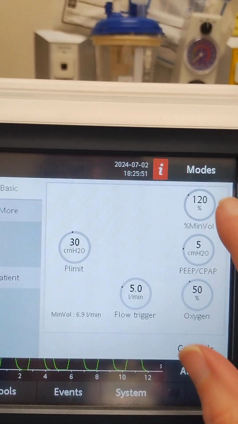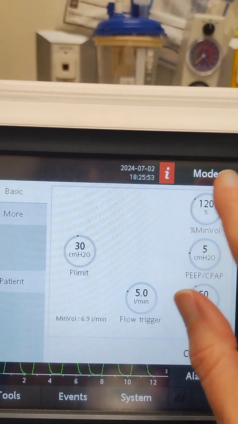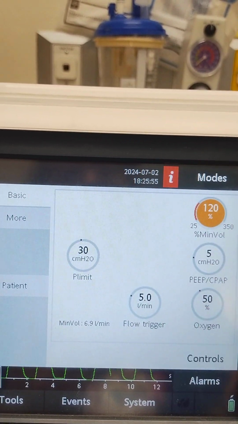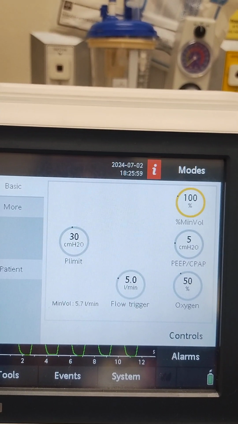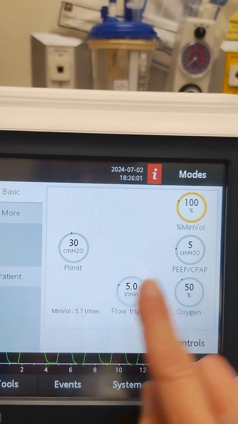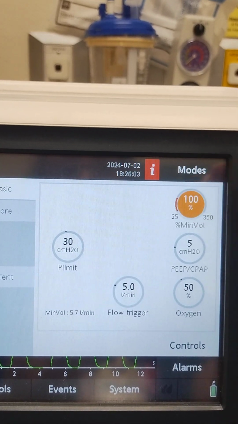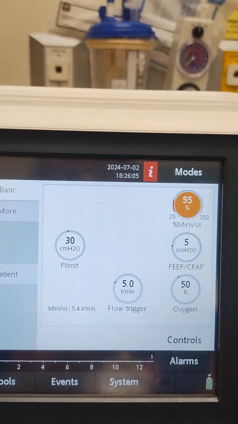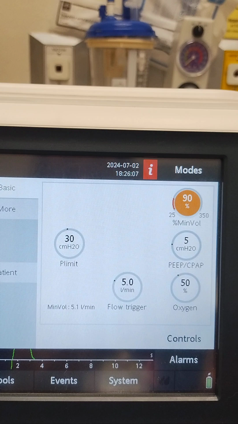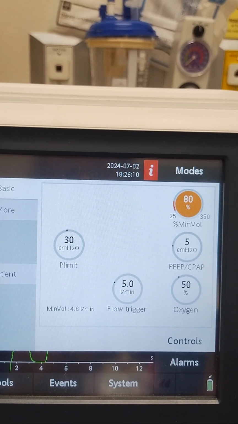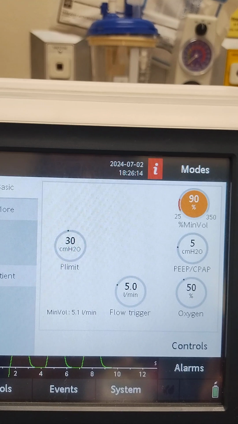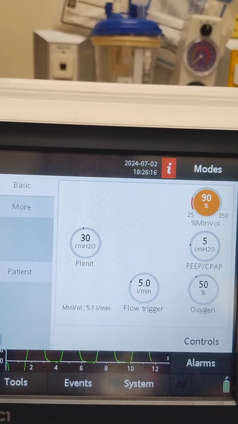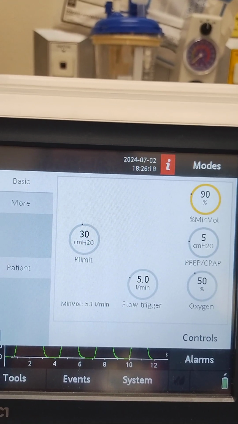On the other hand, if their carbon dioxide level is low, we can decrease our percent. So we did start at 100. So let's say we were at 100, 5.7 liters per minute. Carbon dioxide comes back low. Now we could decrease this, and you can see there our minute ventilation is dropping. So drop it by 10%, and then you could repeat your blood gas and see how the patient's doing.